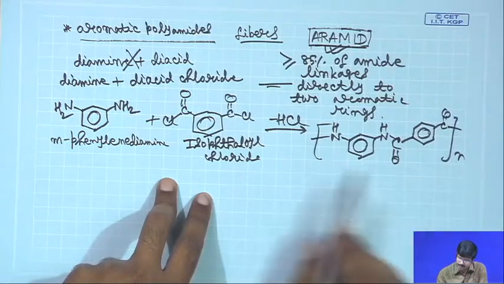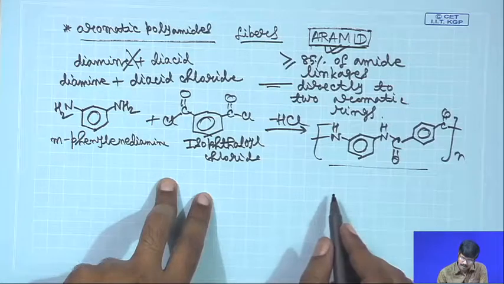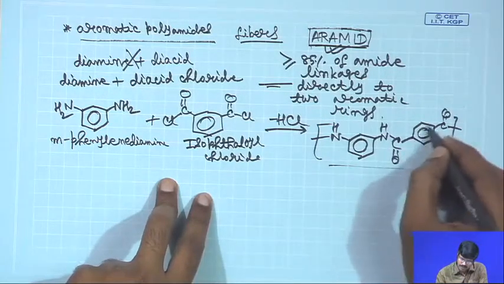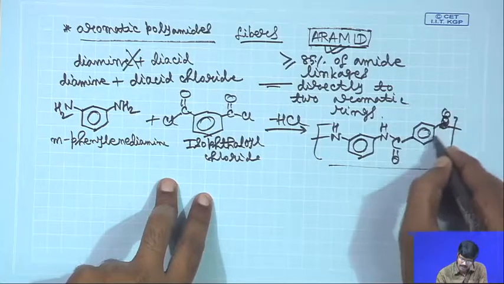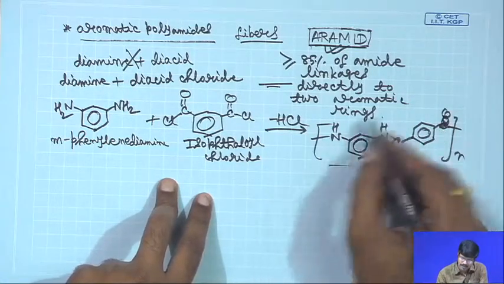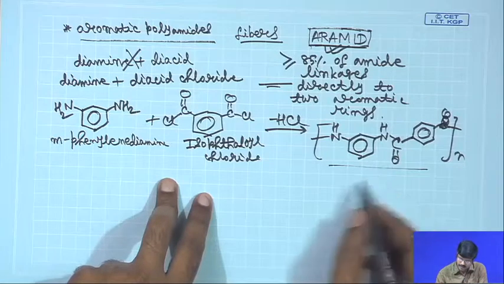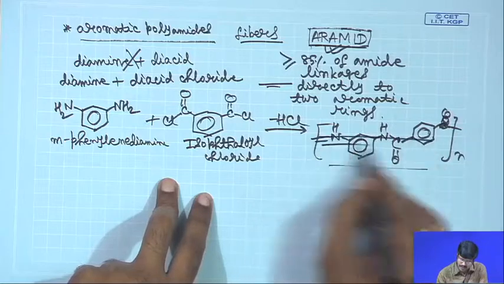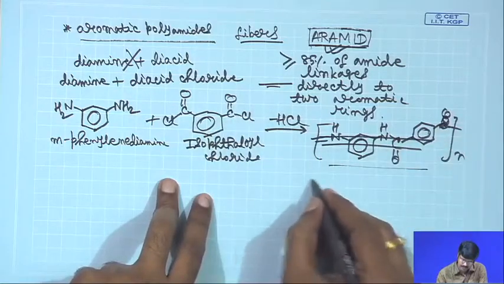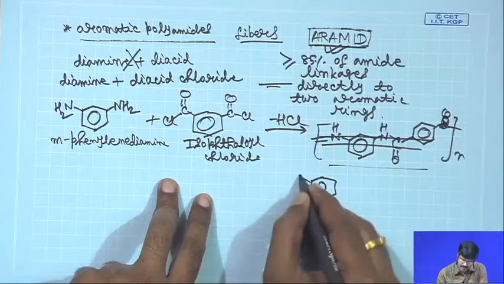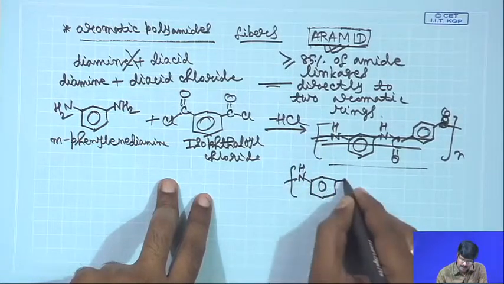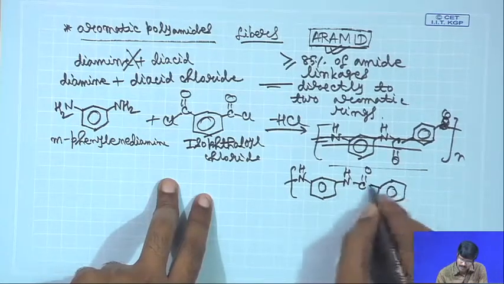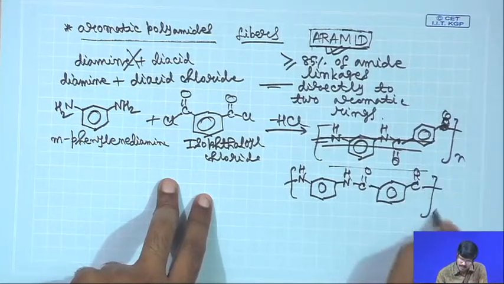So, basically I have drawn the structure wrong, because this is in meta position. So, this will be not here. Actually, let us draw the structure in a different way. So, this is not the right structure, because here I have drawn in the para position. This should be the structure here. So, you have NH and then NH, okay, CO, CO. So, this is meta position.